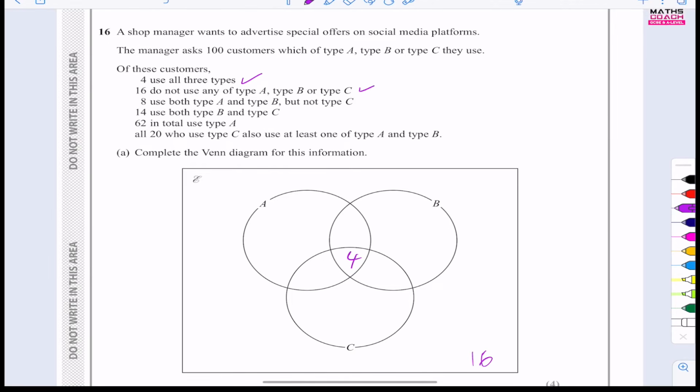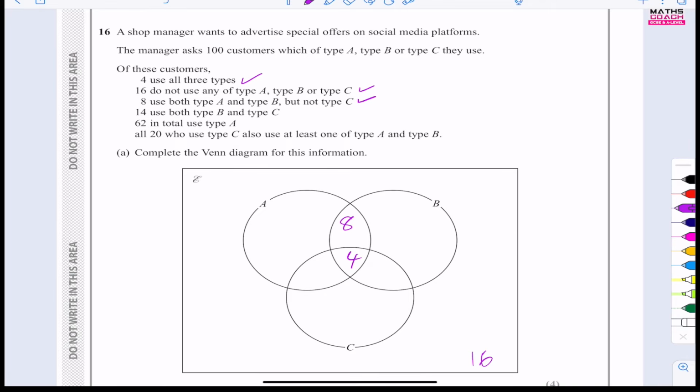So that's that done. 8 use both A and B, but not C. So they use A and they use B, but they can't be inside this circle. Well, that just leaves us to go in here then. So that 8 goes in here.